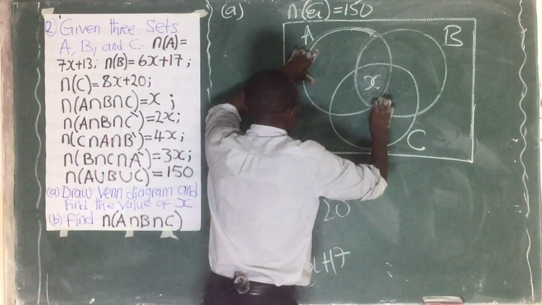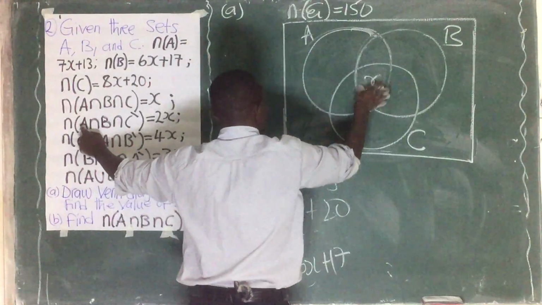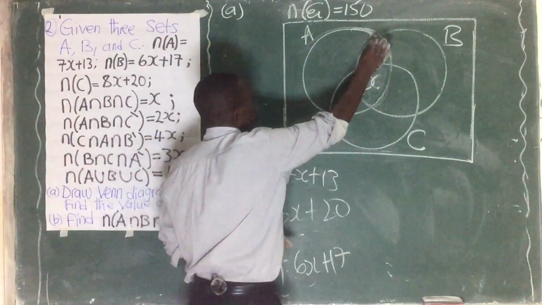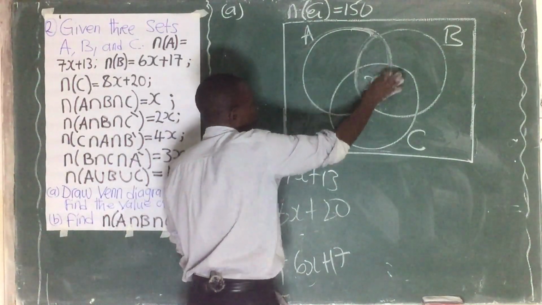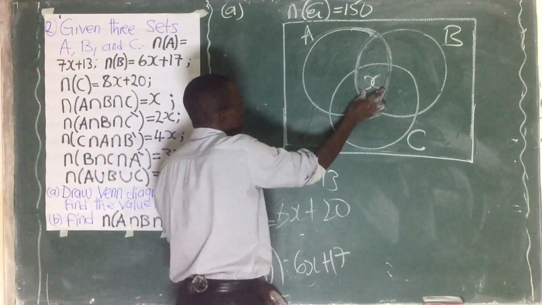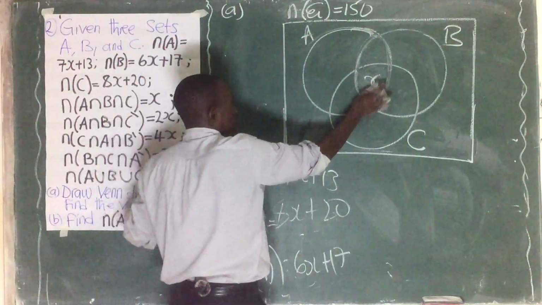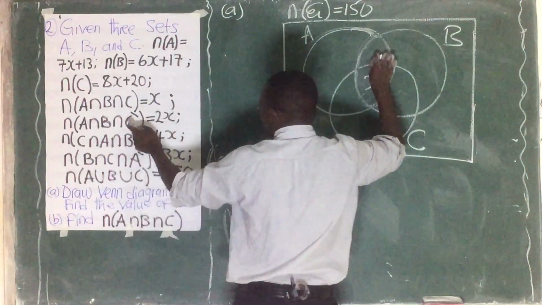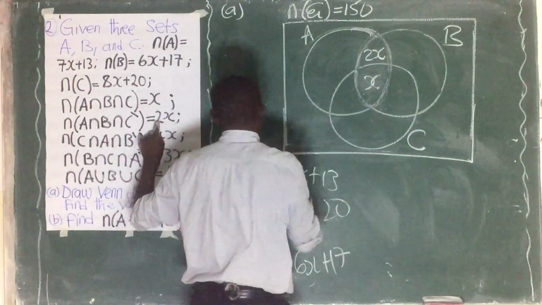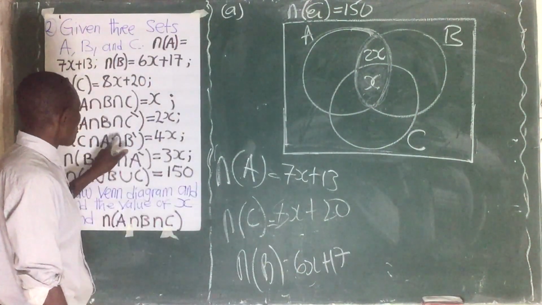So A intersection B is this one here. But now we talk of the complement of C. If you look at this, this is the intersection of A and B, but it also contains elements in C. Since we are given the intersection with the complement of C, we are going to exclude this part and keep this one only. So what it simply means is that we are talking of A and B only. So your 2x comes here. And for this one, we talk of C intersection A intersection B complement.